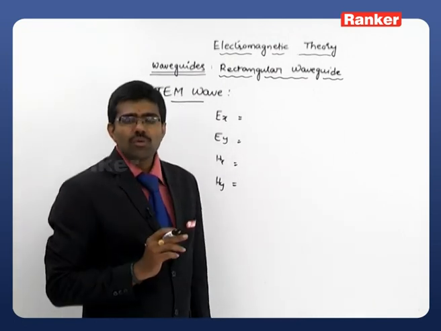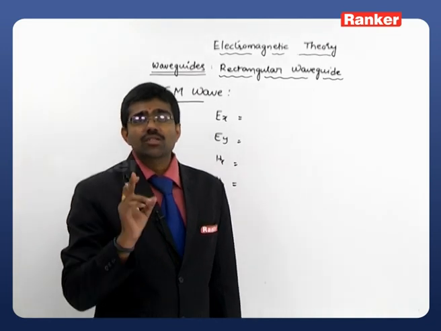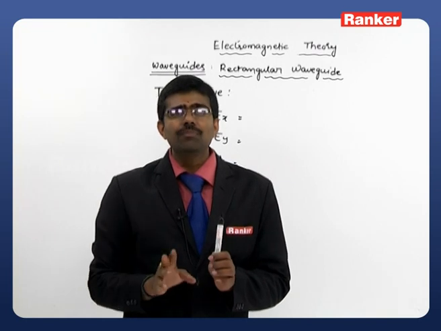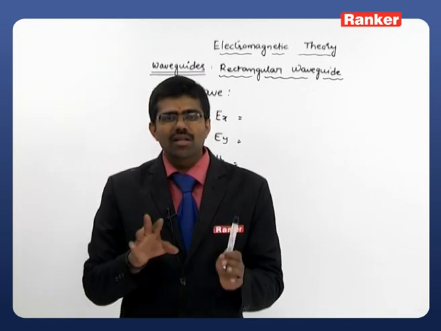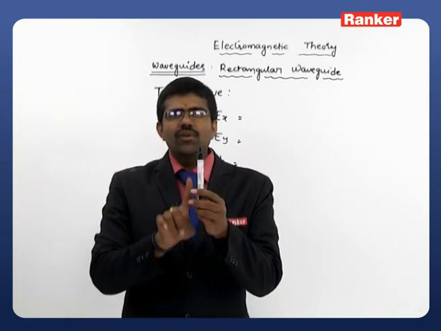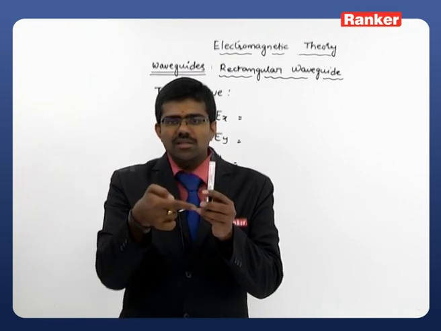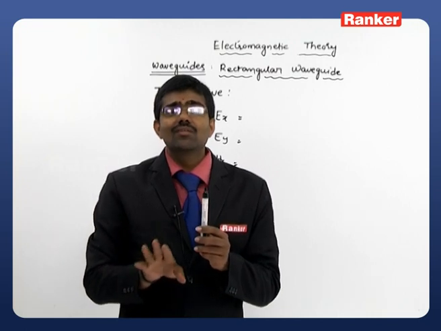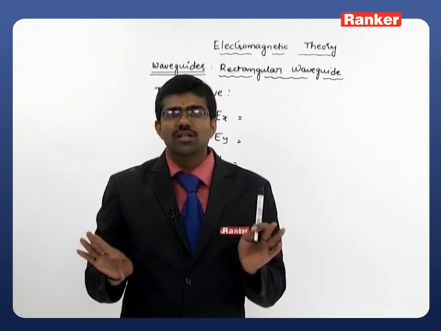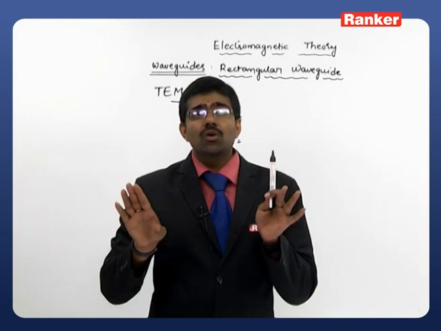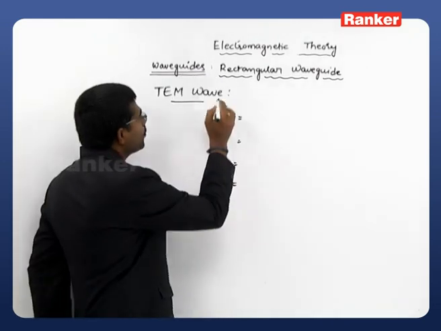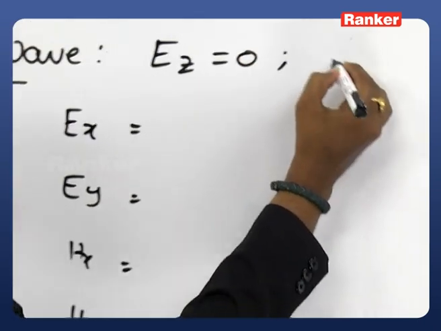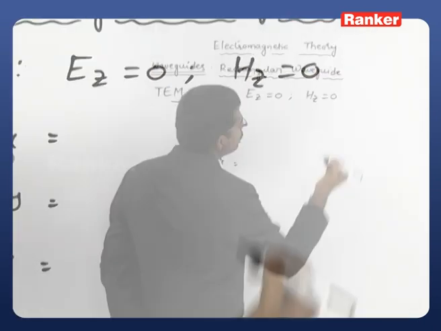What is TEM wave? TEM wave stands for transverse electromagnetic wave, that both electric field and magnetic field are transverse to the direction of wave propagation. Blindly remember, perpendicular. The electric field is perpendicular to the direction of wave propagation. The magnetic field is also perpendicular to the direction of wave propagation. Then clearly there will be no electric field and magnetic field in the direction of wave propagation. For TEM wave, what about Ez? 0. What about Hz? This is also equals to 0.